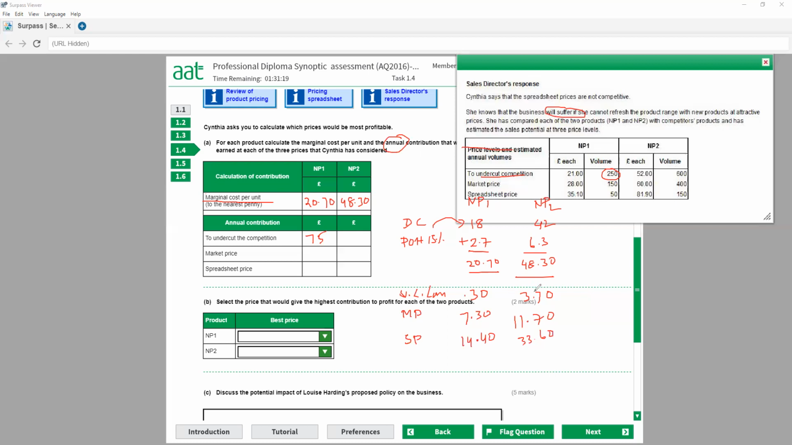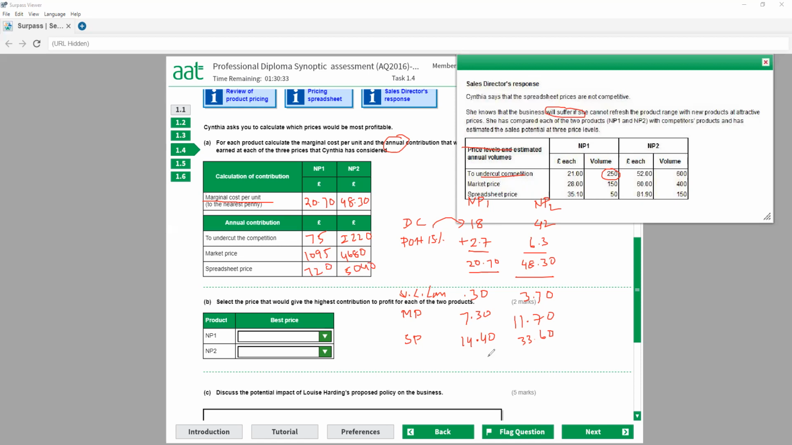And then if I follow the NP2, this is 3.70 per unit. So for the 600 units, it will give me 2220. Then the market price, if I follow the market price, 7.30 times the demand of 150, that gives me 1095, and this gives me 4680, and the spreadsheet price gives me 720 and 5040.